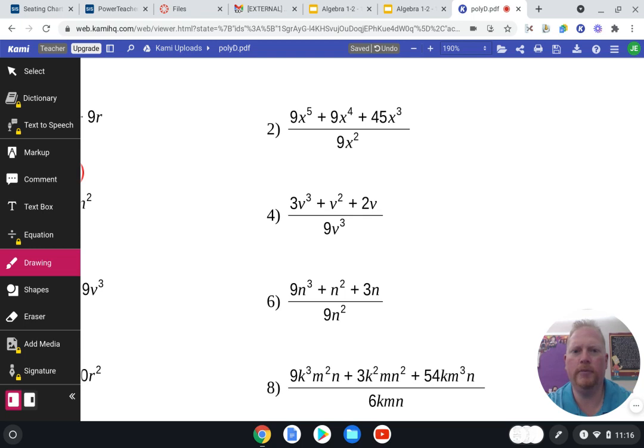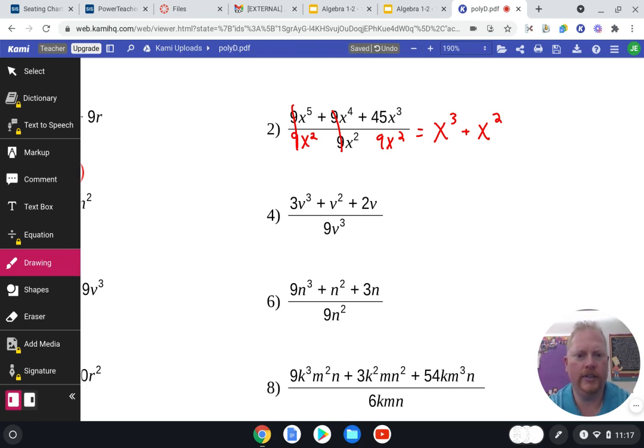Let's take a look at question number 2. Okay, that whole polynomial being divided by 9x squared. So I'll put 9x squared underneath each thing. So for the first fraction, the 9's end up canceling out. And x to the 5th over x squared is x to the 3rd. On the second fraction, the 9's cancel out again. And x to the 4th over x squared is just x squared.